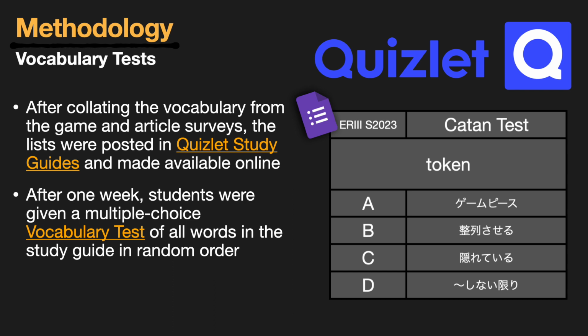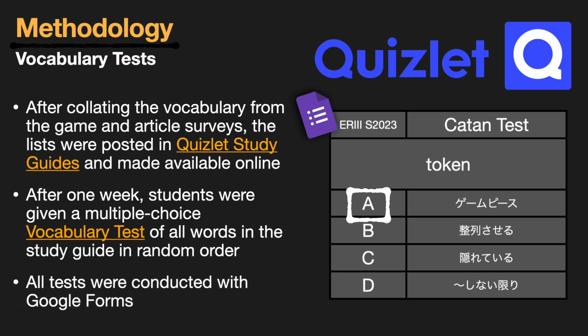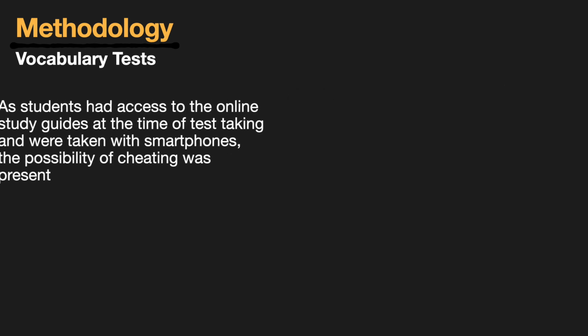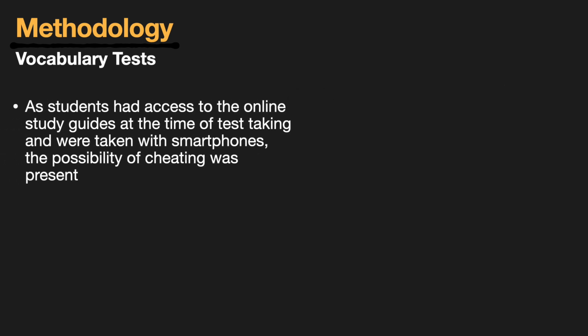The multiple choice test consisted of the English word with 4 possible answers in Japanese, only one of which was the correct answer. All vocabulary tests were conducted via Google Forms. The answers were automatically randomized, and automated corrective feedback was provided to the students upon submission of the test. As all the answers to the tests were online and all the tests were conducted via smartphones and Google Forms links, there was the possibility for students to cheat on this test.